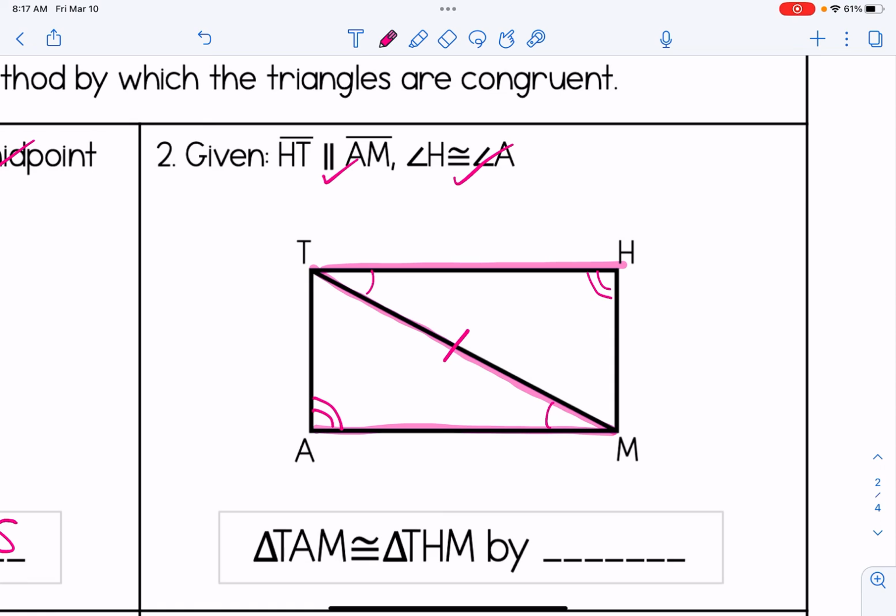And now when I look at my picture, I have 3 markings per triangle, and the triangles are congruent by angle, angle, side. Okay, there are 2 angles marked off in each triangle, and the side marked off is not between them.